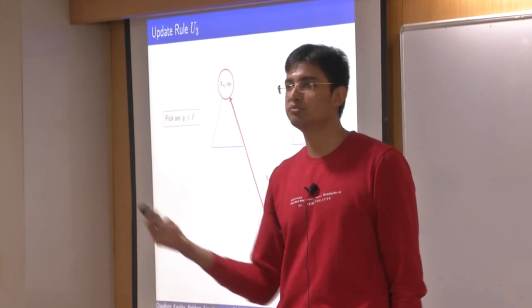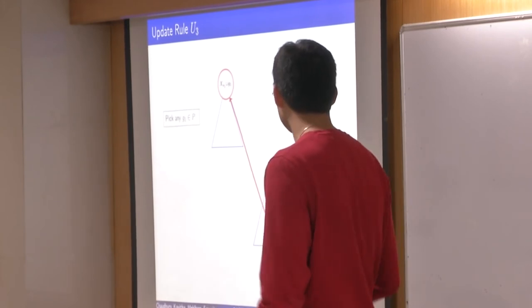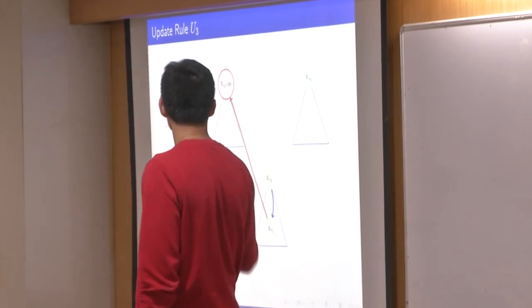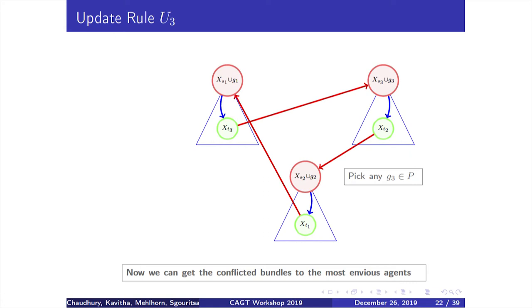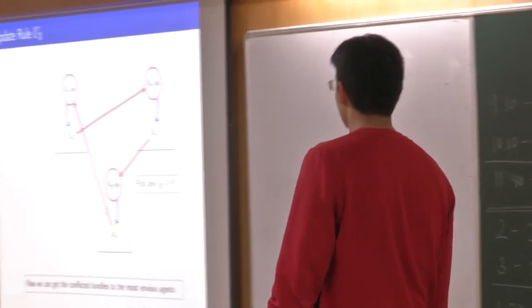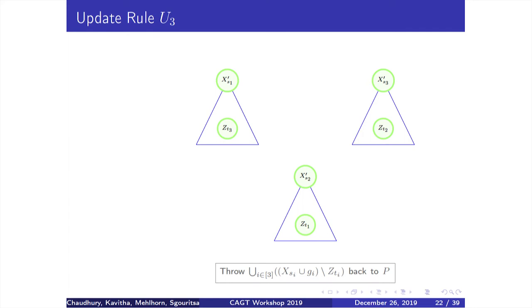But then I have the guarantee that our pool has sufficiently many goods, and no matter which good I choose, there would be a most envious agent because U2 is not applicable. So I take another good and put it on the source of the most envious agent. Then I get another most envious agent who may still not be reachable from any of these. But as long as I have more goods than the number of sources, I can keep doing this until I get a cycle. And once I get a cycle, I can do the same trick. I can get the conflicted bundles to their most envious agents without decreasing the valuation vector. And now I just give them the bare minimum that suffices and throw the rest back into the pool.